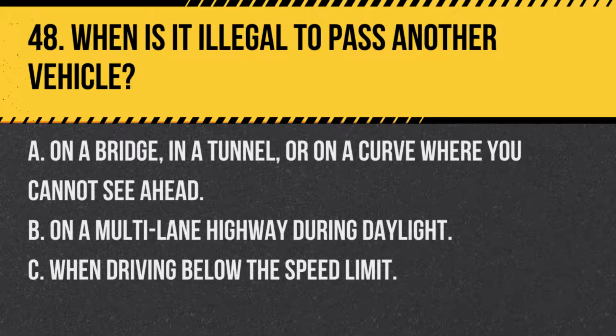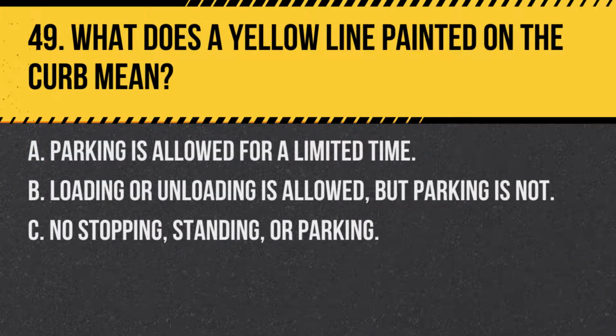Answer: A. On a bridge, in a tunnel, or on a curve where you cannot see ahead. Passing in these conditions is dangerous and usually illegal. Question 49. What does a yellow line painted on the curb mean? A. Parking is allowed for a limited time. B. Loading or unloading is allowed, but parking is not. C. No stopping, standing, or parking.